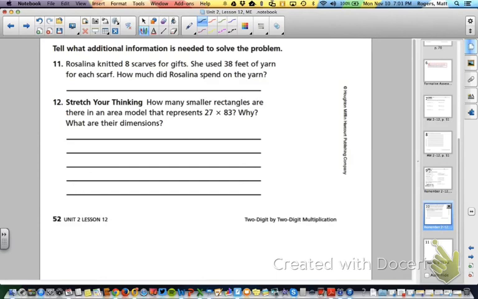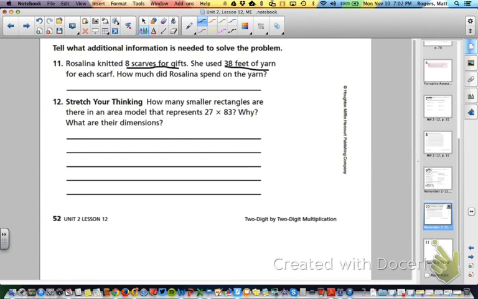For our additional information needed to solve the problem, we're going to read through. Rosalina knitted 8 scarves for gifts. She used 38 feet of yarn for each scarf. How much did she spend? You can pretty easily identify what you're missing and then stretch your thinking.